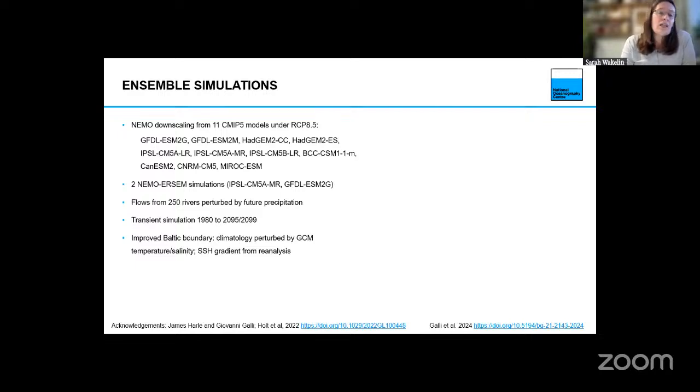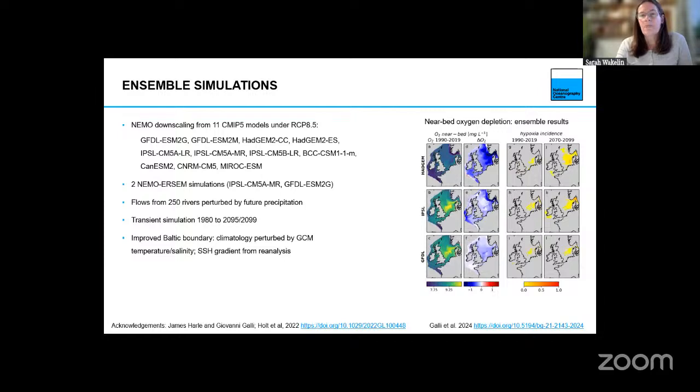There's opportunity here to improve the Baltic boundary conditions. So we perturbed the temperature and salinity by the changes that were seen in the global circulation models, and also introduced a sea surface height gradient from the Baltic to the open ocean from reanalysis. But this didn't change with time. So it's a better step than what we had before, but it still doesn't recognise any changes with the sea surface height with time and how that impacts the shelf circulation.